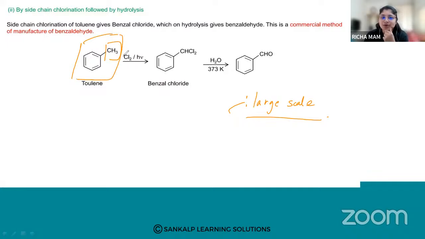Upon doing a controlled chlorination, that is two molecules of chlorine in the presence of sunlight, what happens? Two hydrogen atoms are replaced by two chlorine atoms. You get a benzal chloride. This upon hydrolysis at 373 Kelvin will give you benzaldehyde. So this is the commercial method, that is side chain chlorination followed by hydrolysis.